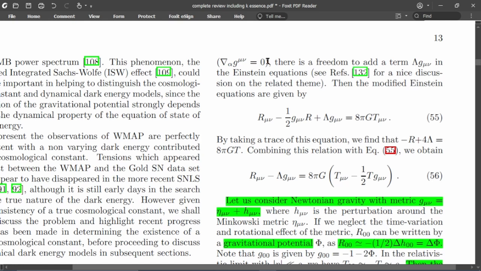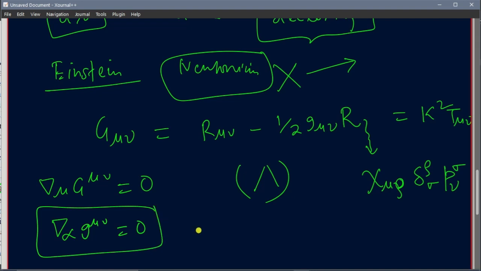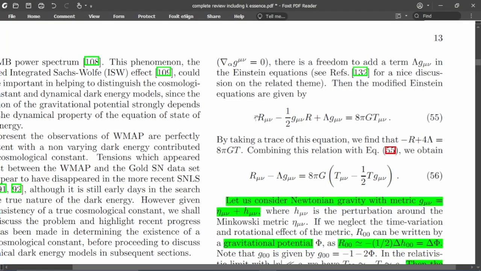How does this additional freedom arise? This additional freedom gives you that this will hold good. Okay, the covariant derivative of G mu nu is equal to 0. Therefore, we already know that this will already hold good. So if I take the covariant derivative of any kind of constant with this, it won't change anything in our G mu nu. So, this was the appearance of this term in the Einstein equation, as you can see from equation 55.